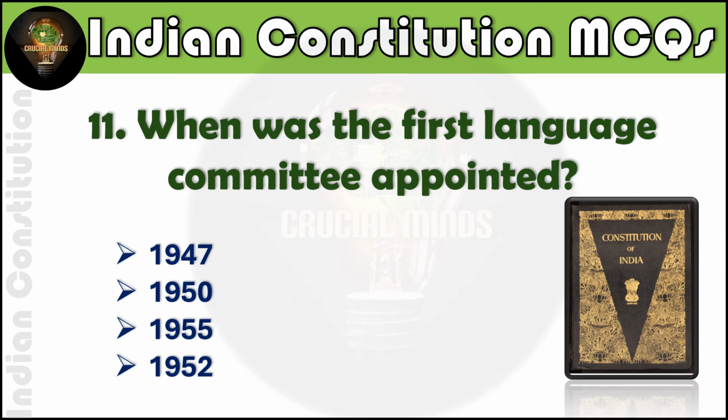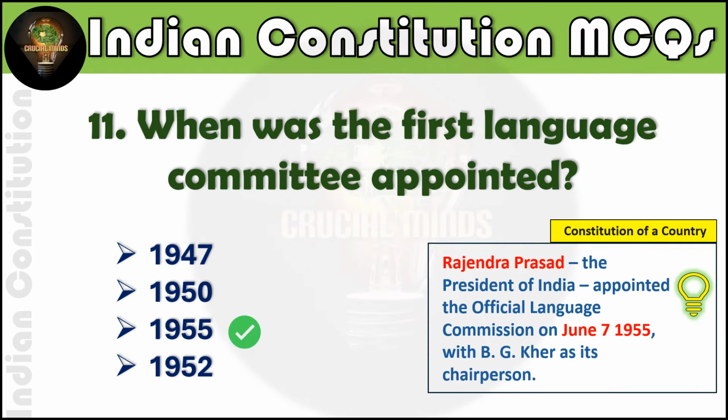Question number 11. When was the first language committee appointed? The answer is 1955. Explanation: Rajendra Prasad, the President of India, appointed the Official Language Commission on June 7, 1955, with B.G. Kerr as its chairperson.